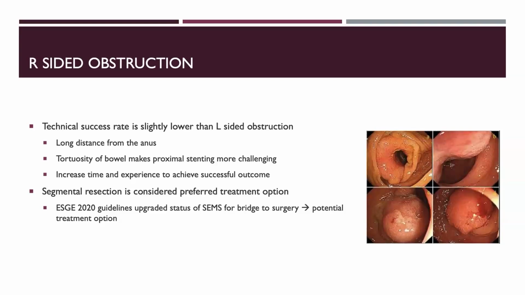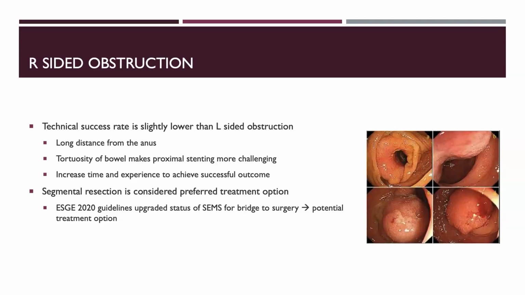And obviously, these patients are not prepped. So sometimes it's very hard to get there, just from a practical standpoint, is that the distal colon is not prepped and it takes increased time and expertise to even get a successful outcome in the right colon. And so that's when segmental resection is considered a preferred treatment option. But you did have the new ESGE guidelines in 2020 that upgraded the status of metal stenting as a bridge to surgery in right-sided obstruction.